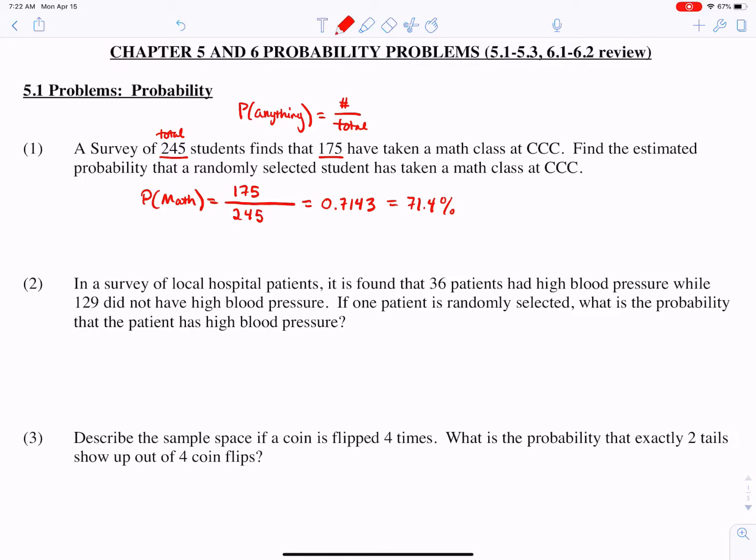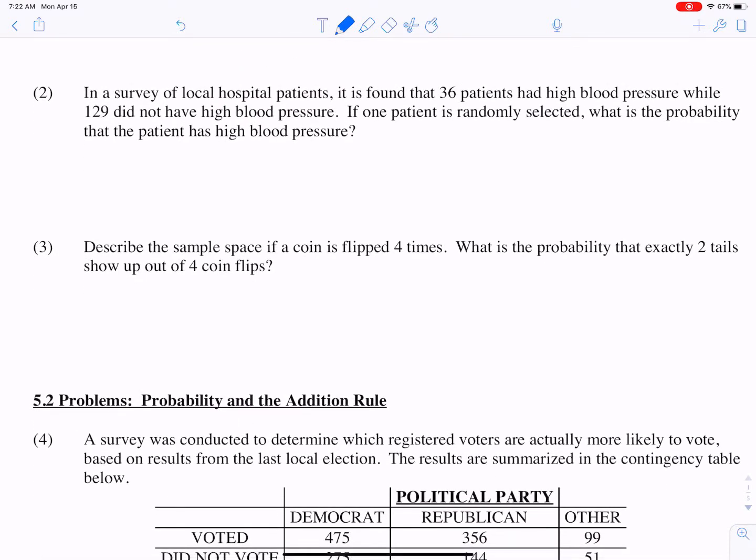Now, as we go down to the next problem, we have a slight complication because we have a survey of local hospital patients. It's found that 36 patients have high blood pressure, and 129 do not have high blood pressure. They did not give us the total. They only gave us people in different categories. So we have a total we have to compute ourselves. So the total is 36 patients with high blood pressure and 129 patients that did not have high blood pressure. If you add them up, that gives you 165 total patients.